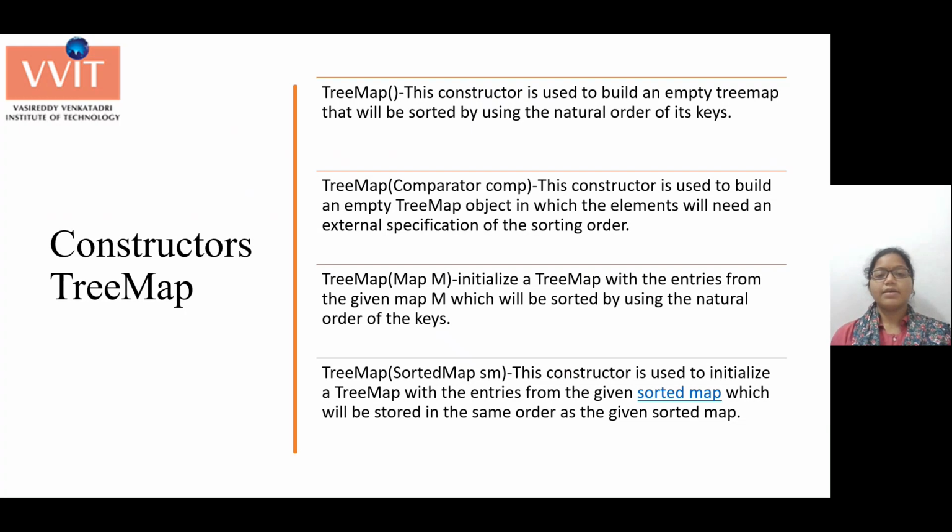Next, if there is a HashMap or a LinkedHashMap and you want to initialize a TreeMap from it, then you can move on to the third constructor, TreeMap(Map m). It is used to initialize a TreeMap from other maps, and the default sorting order is applied on the keys. Next is the fourth constructor. If there is already a sorting order and you want to just initialize the TreeMap from another TreeMap, then you can move on to the fourth constructor, TreeMap(SortedMap sm). These are the four constructors available to create a TreeMap.